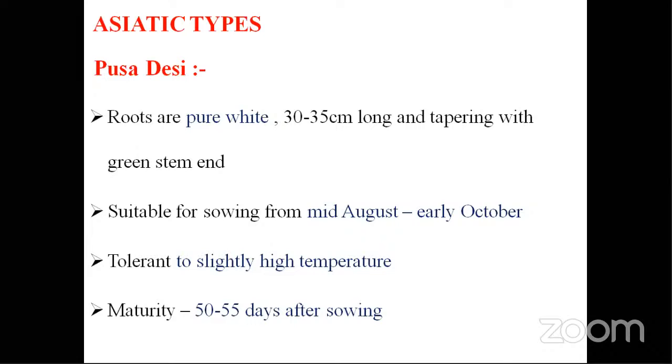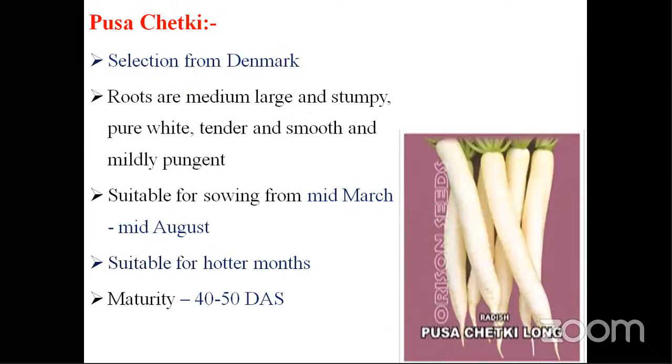We were talking about 100 days at least for carrot, and not only for carrot, the beetroot and the turnip also come into the same place of about 90 to 100 days. But for the radish, it comes just within 60 days. That's the reason the name Raphanus has come for it. And nextly Pusa Chetki, which is a selection from Denmark, and the roots are medium, large, and stumpy.